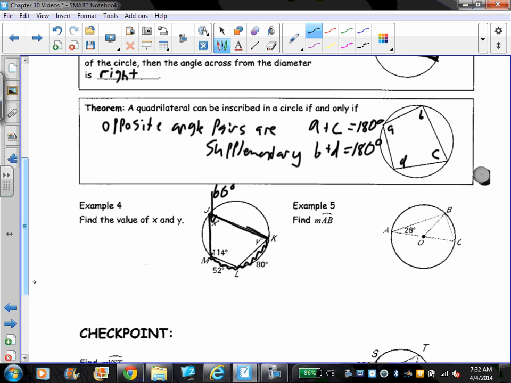To find y, we can use the idea that we had in our theorem just above, right up there. We know that this angle and y have to be supplementary for this to actually exist. So we just do 180 minus 114. 180 minus 114 is 66. So y is also 66 degrees. Means that we have an isosceles trapezoid in there. Little throwback to last chapter.